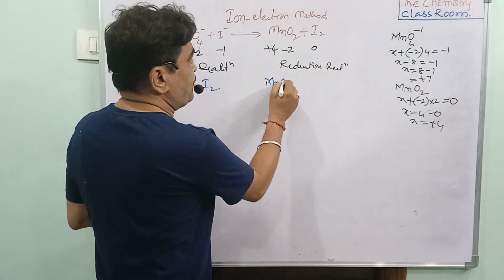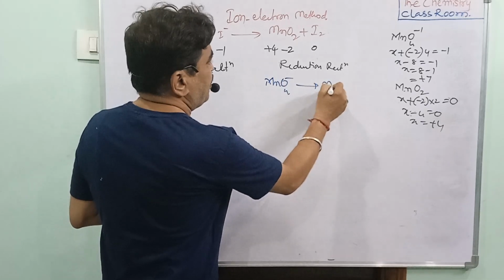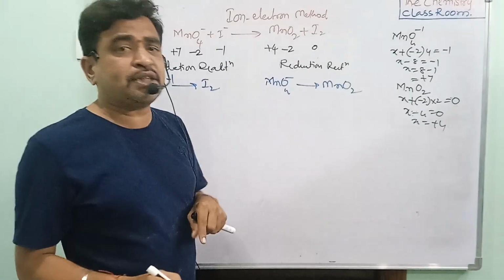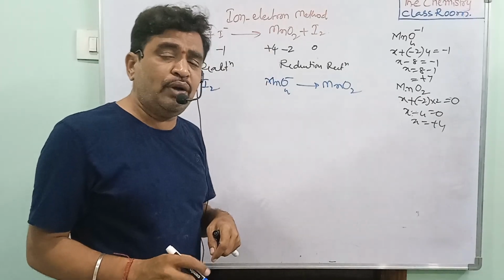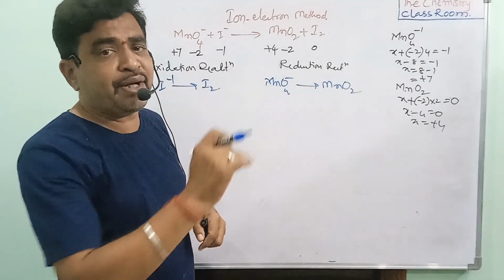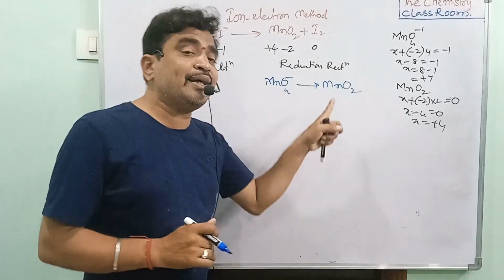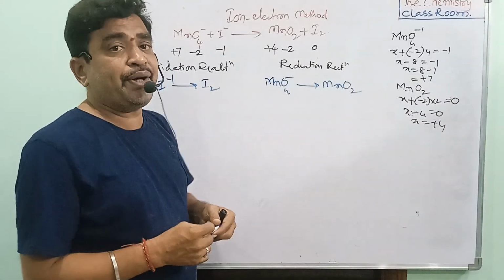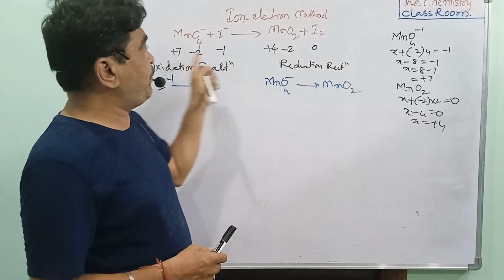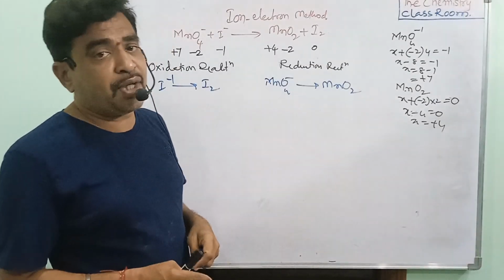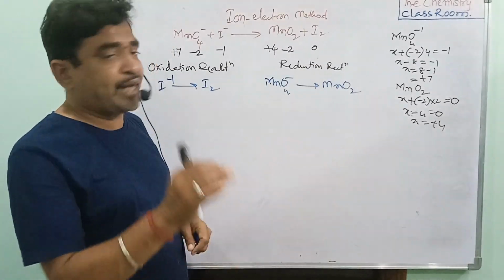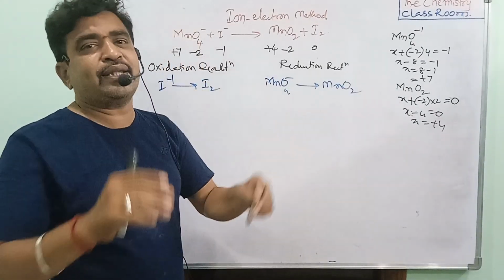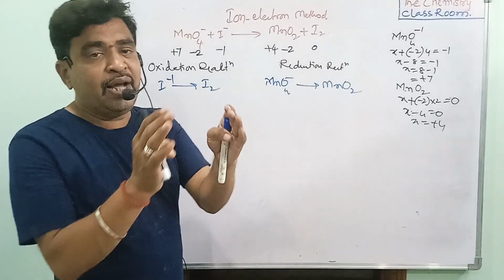MnO4 minus gives rise to MnO2, it is a reduction reaction. Why? Because before it is plus 7, after it is plus 4, that means the oxidation number is decreased. So it is a reduction reaction. So what have we done? The first step is completed. In the first step, we identified and calculated the oxidation number of every element. After the oxidation numbers, we separated the two reactions, oxidation and reduction.